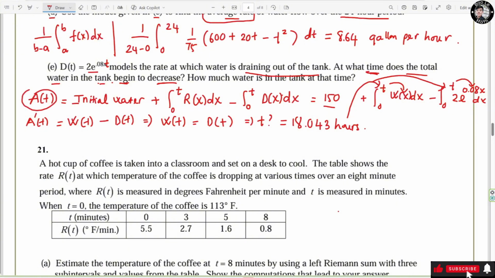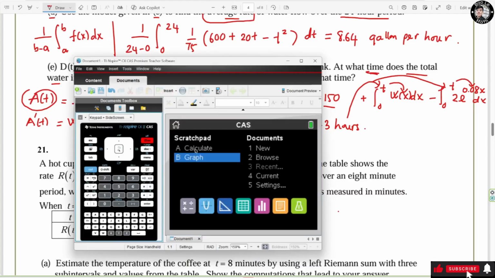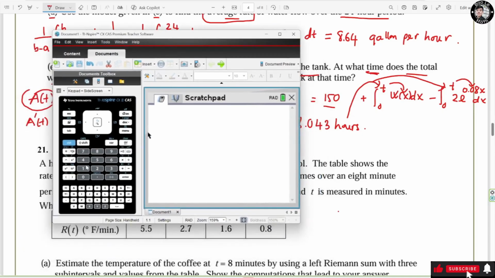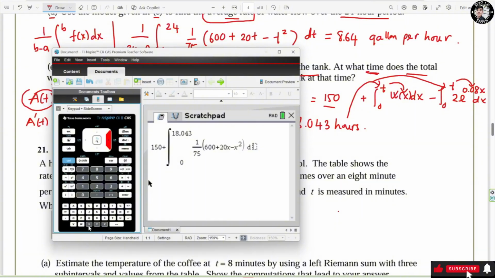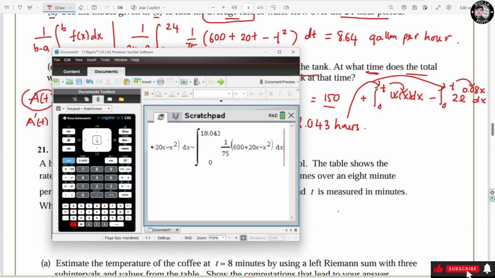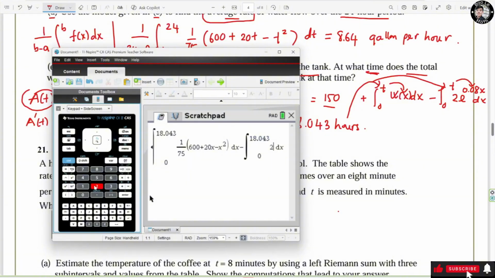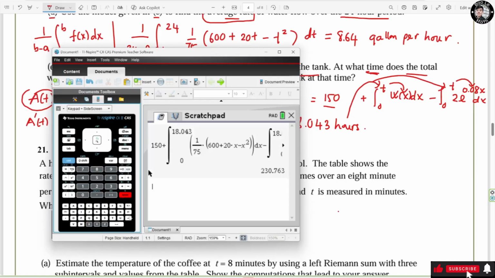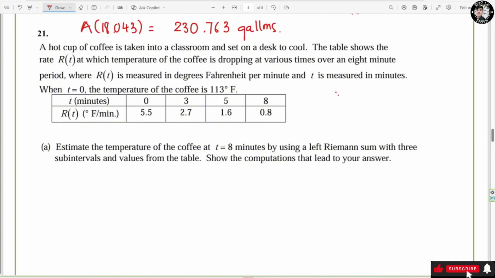So I'm going to pull up the calculator. Go to the home screen and calculate. So it's going to be 150 plus the integral, then you're going to subtract, I'm going to copy this one, the integral from 0 to 18.043 of 2 times e to the 0.08s, then the ds right here, press enter. The answer is 230.763 gallons, right?